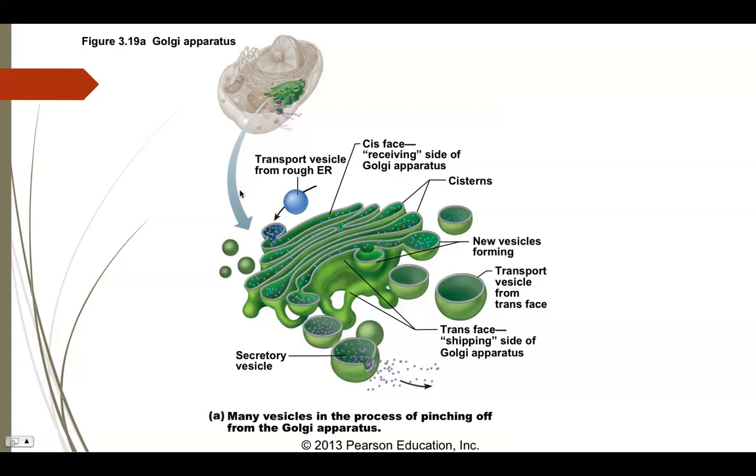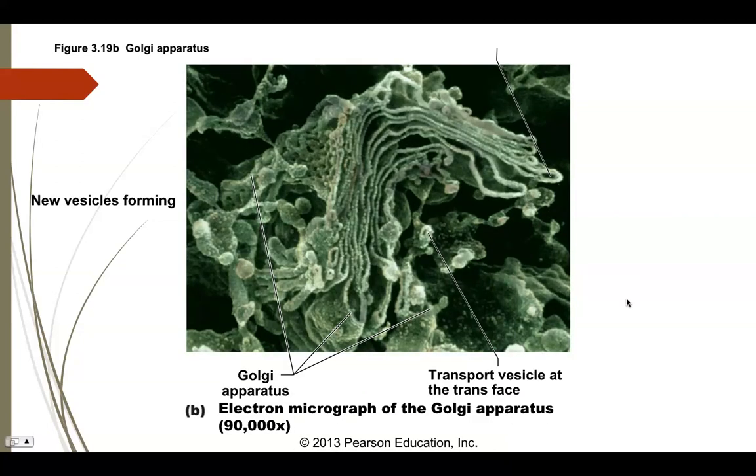First of all, from the rough ER, little vesicles carry the product to the Golgi apparatus, and then after the product is modified here, the vesicles will pinch off. A little bit of membrane pinches off, turns into a vesicle, and will carry or ship that product to another destination. And this is an electron micrograph showing you that it actually looks like the little drawings that we typically see.